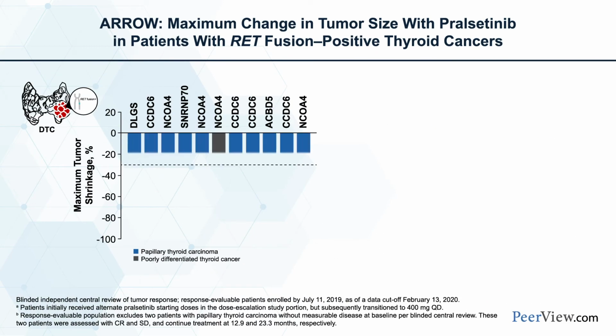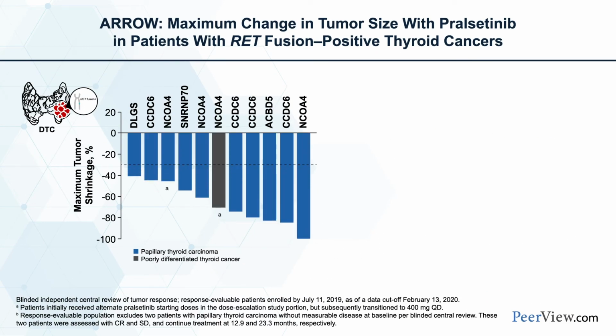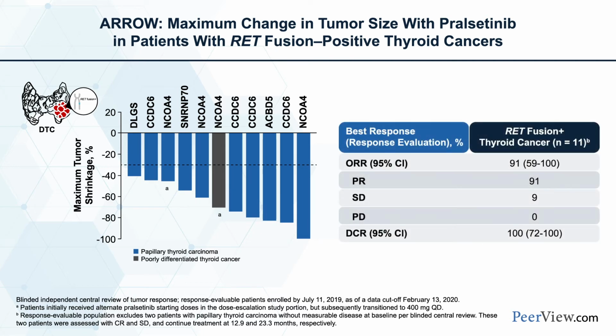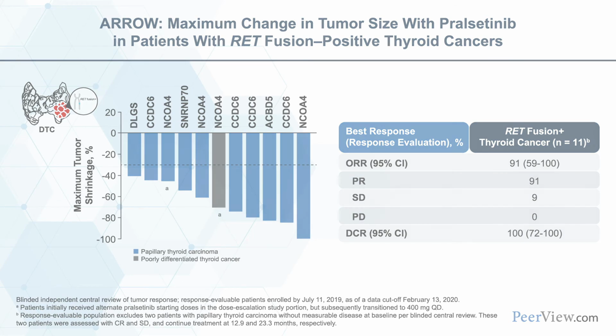So the activity of pralsetinib in RET fusion-positive thyroid cancers is clear even in this small set. Regardless of what the binding partners were, they all seem to benefit from treatment with pralsetinib. The overall response rate was 91. That's because one of them was a poorly differentiated thyroid cancer, I think, that may not have been confirmed, although they had significant decrease in their target lesion. So 91% of patients had a partial response. Additional 9% had a stable disease for a 100% control rate.